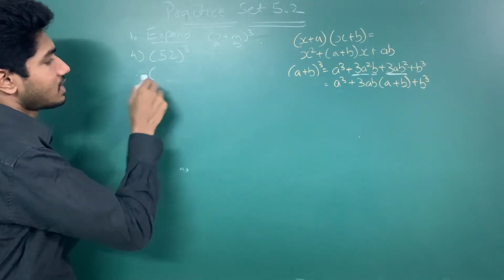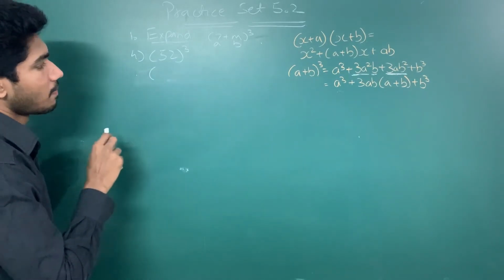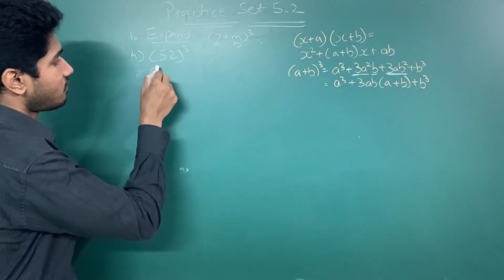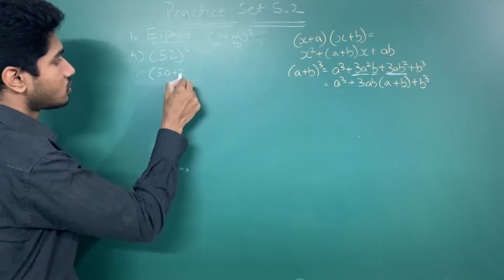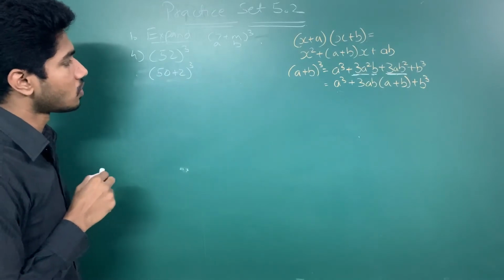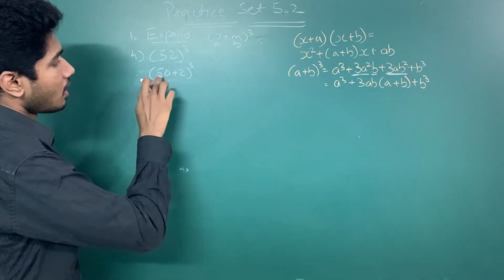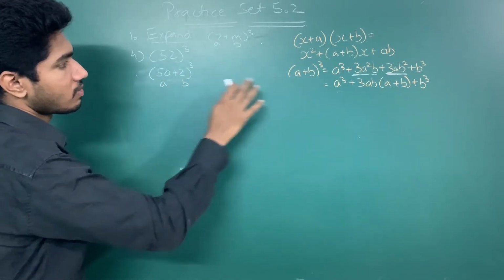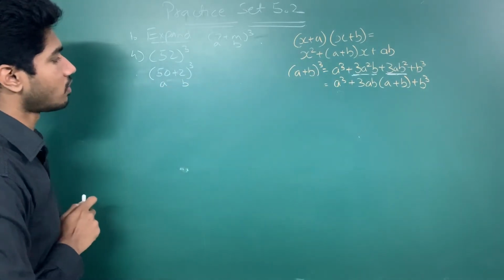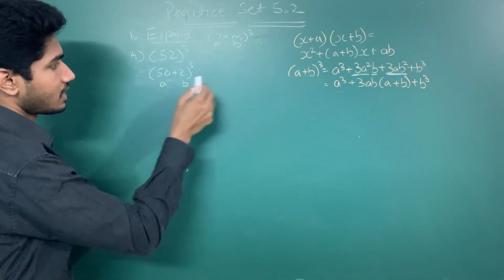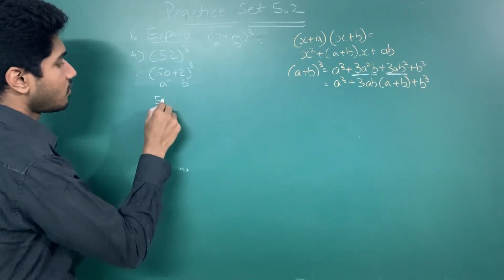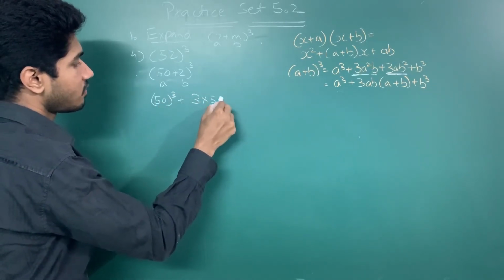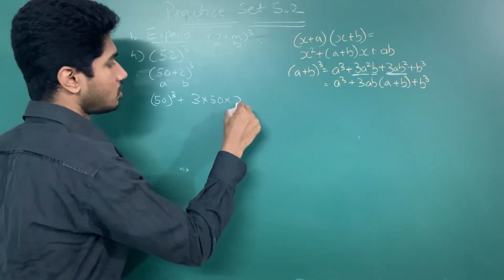But we can write this as, we are going to use the split term. We can split 52 as 50 plus 2 the whole cube. So in this case, 50 becomes your A and 2 becomes your B. Now this becomes similar to the formula. So we can apply the formula over here as 50 the whole cube plus 3 into A, where A is 50 and B is 2.